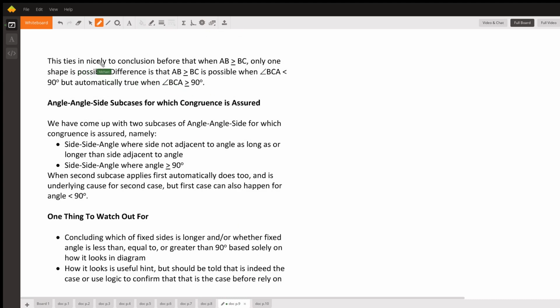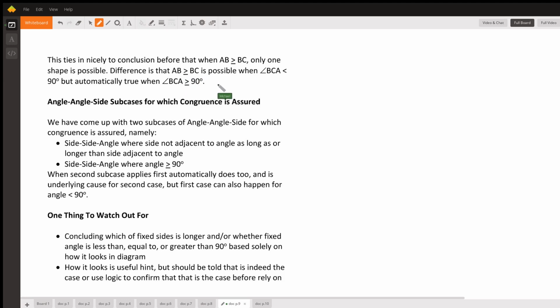So this ties in nicely with what we talked about before, when the angle was less than 90, when you could have this side longer than that side, and then there'd only be one triangle possible. The difference is that when the angle is greater than or equal to 90, it's not just possible, it's that this is automatically true.